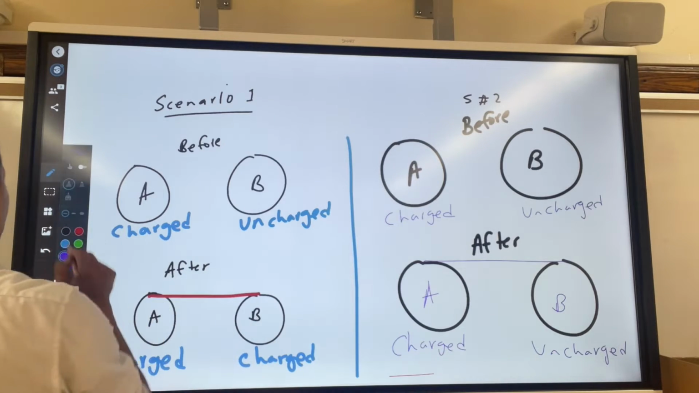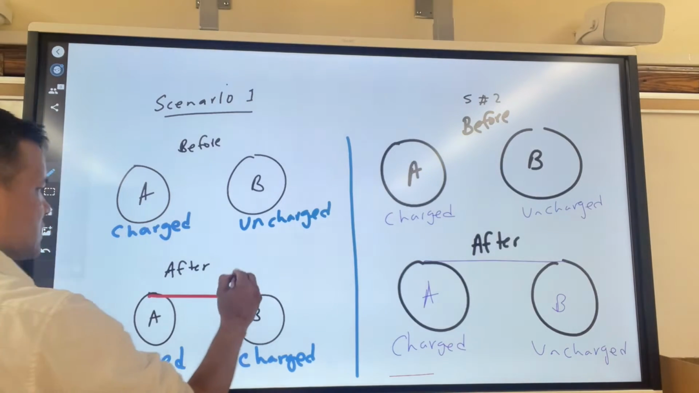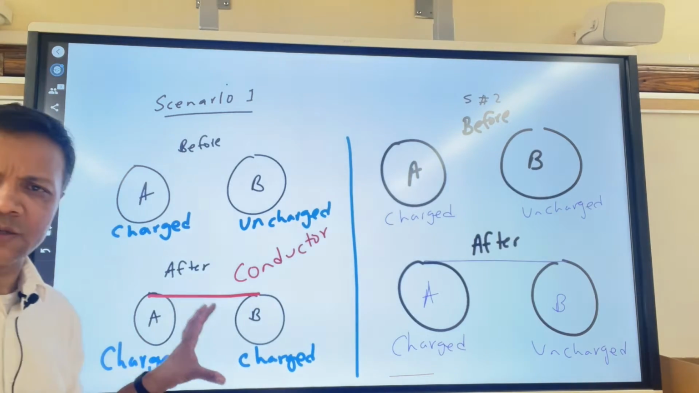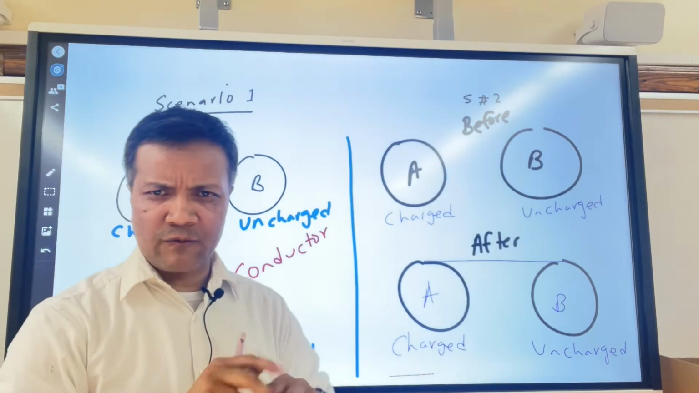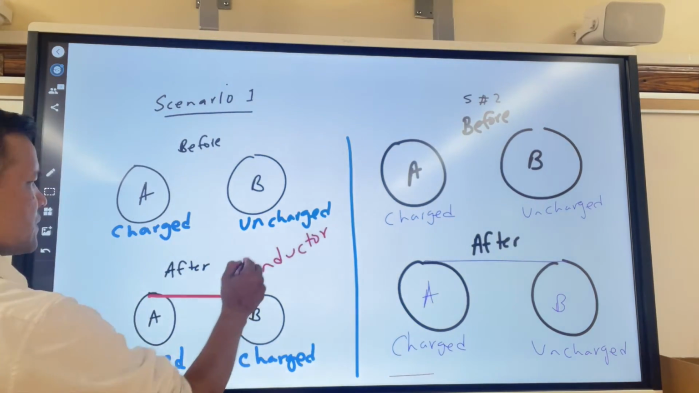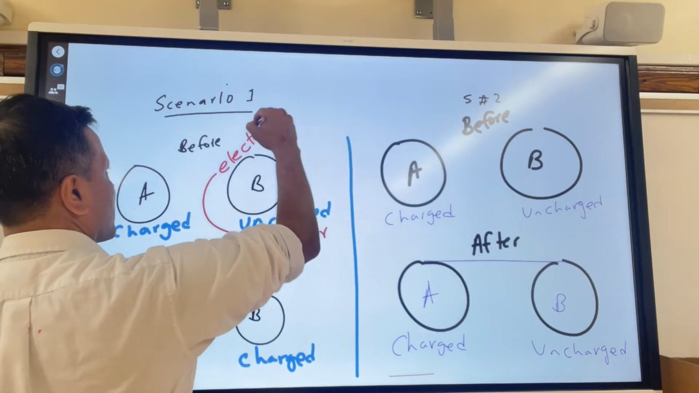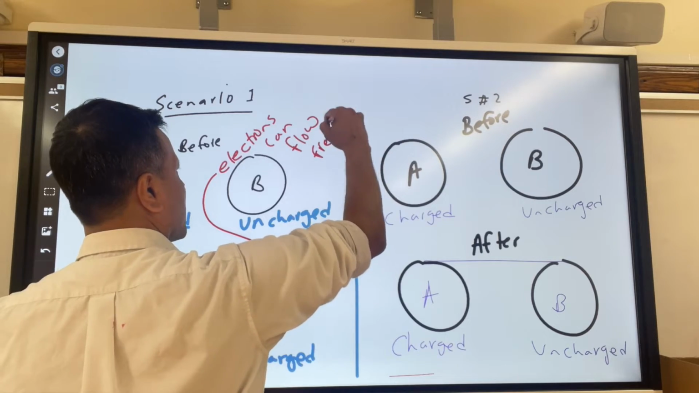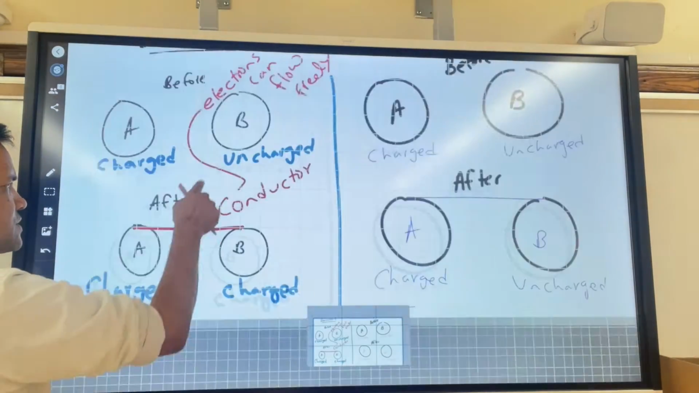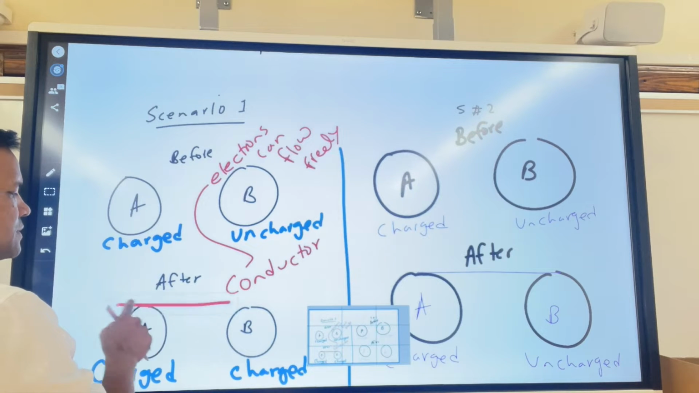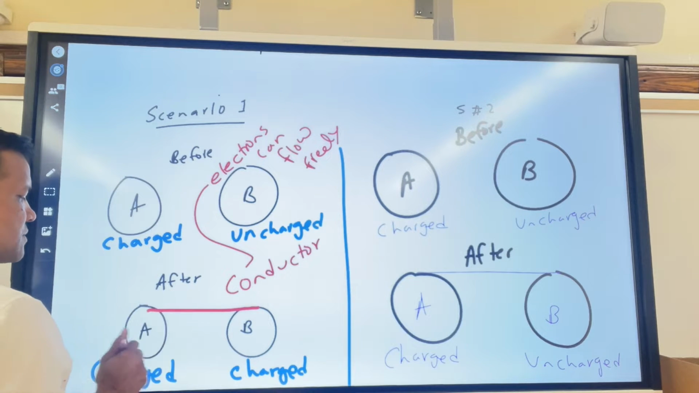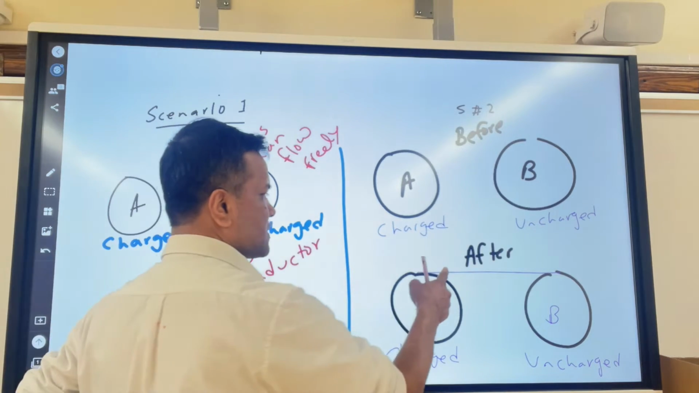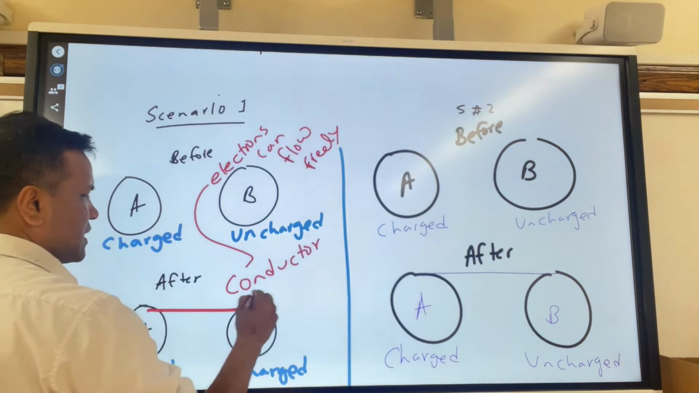Okay, so now it is obvious that this object is a conductor. How do you know this is a conductor? Well, a conductor is something that allows electrons to flow freely, right? So from here to here, as soon as you make a connection between these two spheres, electrons started moving from here to here, making this one charged as well. In this case, this is okay. An example of this should be, I don't know, copper.